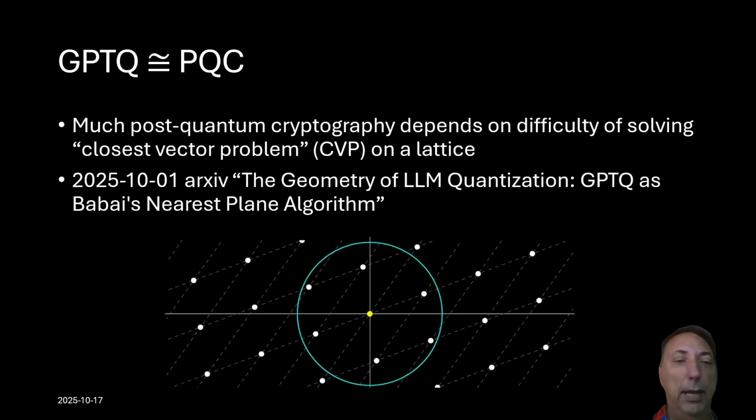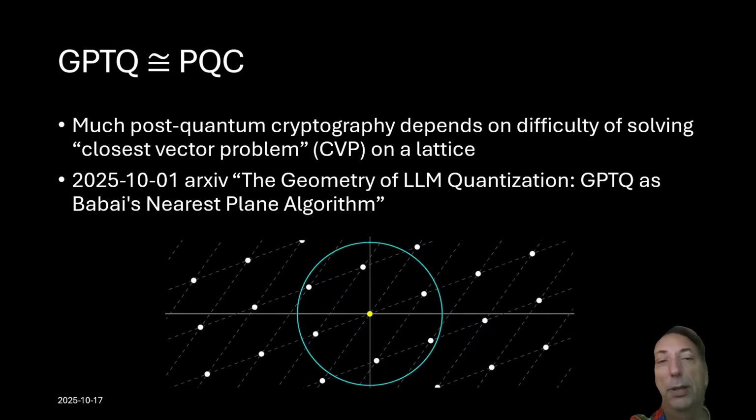Now, this is a paper that came out just a couple of weeks ago. It says that GPTQ is really just solving the closest vector problem. Now, it just so happens, and the paper didn't really get into this, but closest vector problem is also the foundation for post-quantum cryptography. I'm sure you've heard that RSA, the foundation of HTTPS, is under threat of being cracked by quantum computers, maybe by the year 2040.